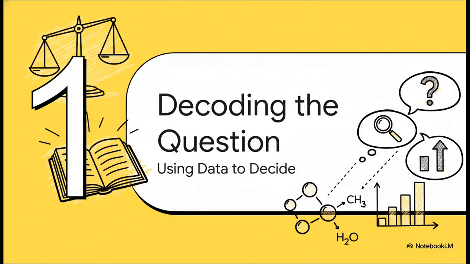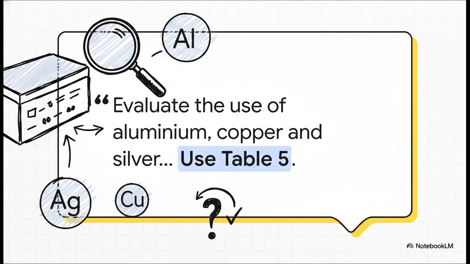Right, let's tackle the first part of this question. This is all about evaluation, and that's a key word. It means you're not just listing facts, you're acting like a detective, making a smart judgment based on the evidence in front of you. Okay, so this is the question, word for word. The 2 most important phrases here: evaluate and use Table 5. The examiner is literally telling you, don't just give me your opinion. Connect the data from this table to a logical conclusion about which metal to use and where.